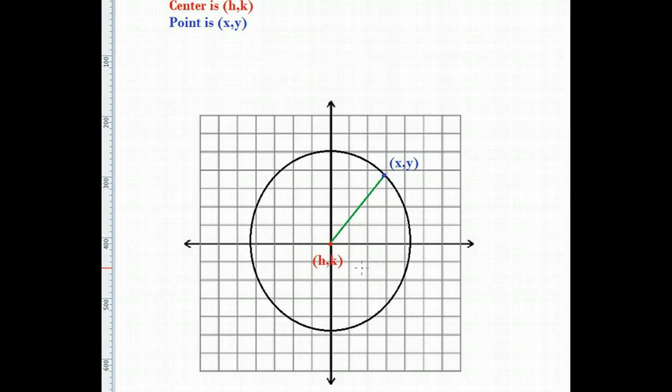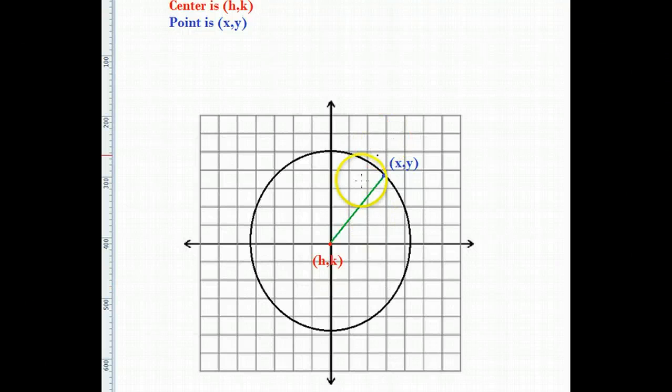Those are random letters that someone chose, and we're going to stick with what they chose. And then we're going to pick a point anywhere on the circumference and name that x, y. x for the x coordinate of that point, y for the y coordinate of that point, h for the x coordinate of the center, k for the y coordinate of the center. So remember, there's no meaning to these letters. They were just randomly assigned to these points, and we're going to use them so that we can get to the same endpoint on the equation.